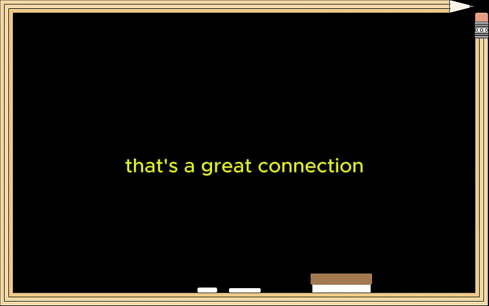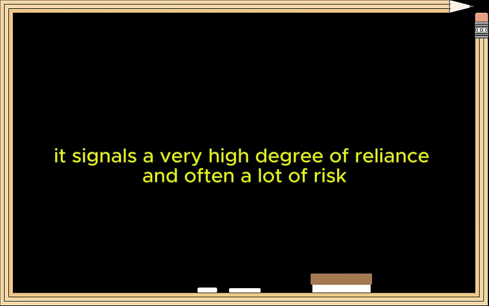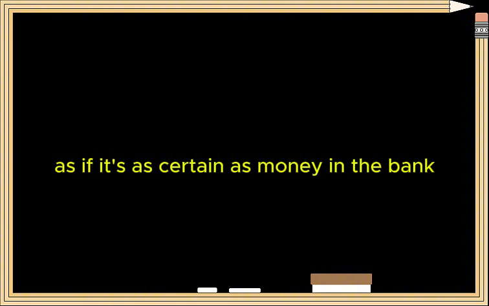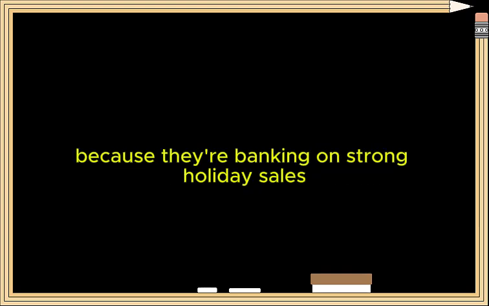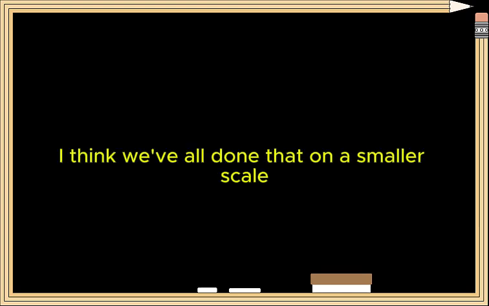That's a great connection. To bank on something means to base your hopes and plans on a specific outcome happening. It signals a very high degree of reliance and often a lot of risk. So you're treating a future event as if it's as certain as money in the bank. Precisely. A small business might order a huge amount of new inventory because they're banking on strong holiday sales. It's a calculated gamble.